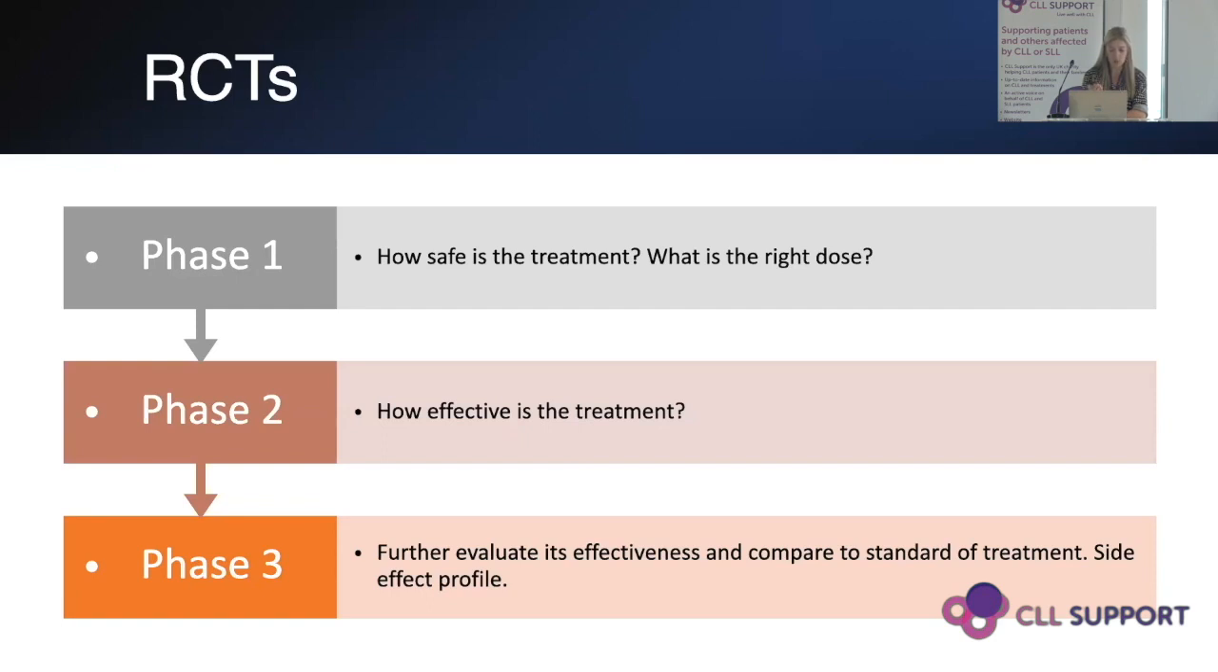And then phase 2, slightly larger numbers of patients. How effective is this treatment in that certain disease? And then phase 3 is these larger scale trials, really looking at effectiveness, comparing to standard therapy. Are we improving upon our standard treatment? And all 3 phases are looking at side effects.